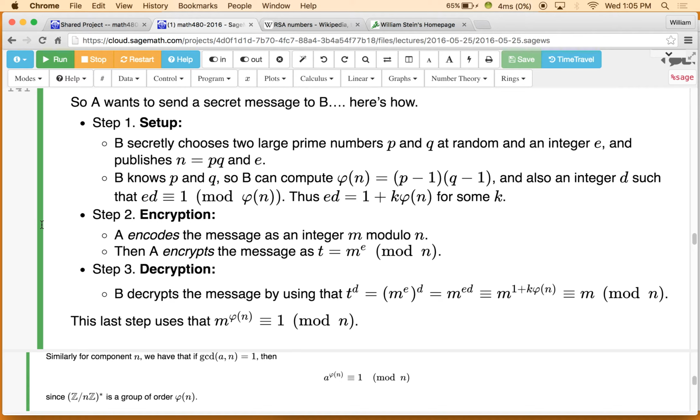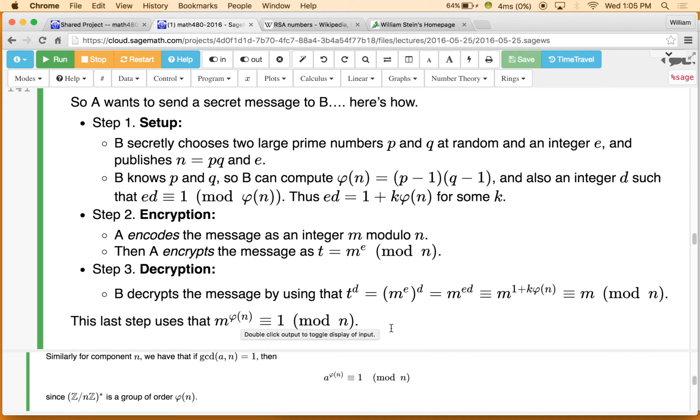And m to the power of 1 plus k phi of n is m times m to the k phi of n. But m to the k phi of n is m to the phi of n to the k, and m to the phi of n is 1. So that little factor right there just goes away, and you end up with just m. So we're just using this slight generalization of Fermat's little theorem to see that m to the phi of n is 1.